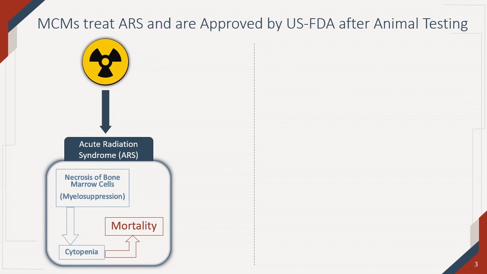In ARS, the bone marrow is affected. That leads to lower than normal number of mature blood cells, which leads to mortality. To counteract ARS, treatments called medical countermeasures or MCMs are developed.